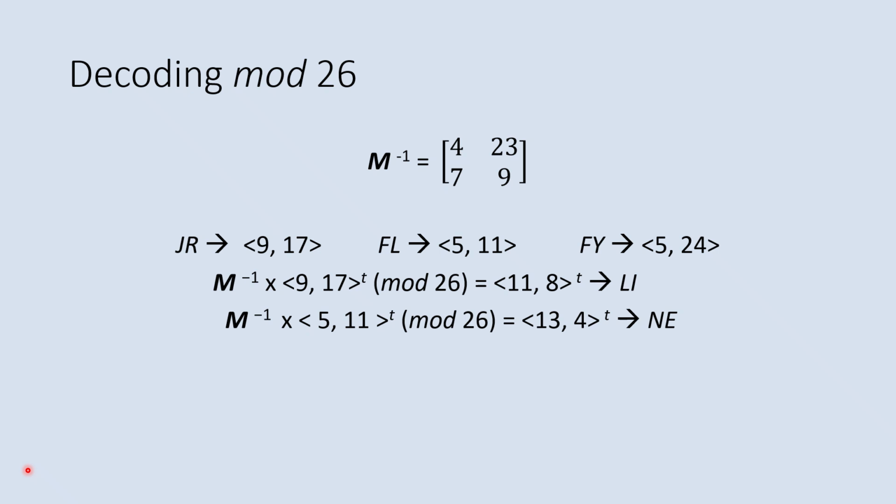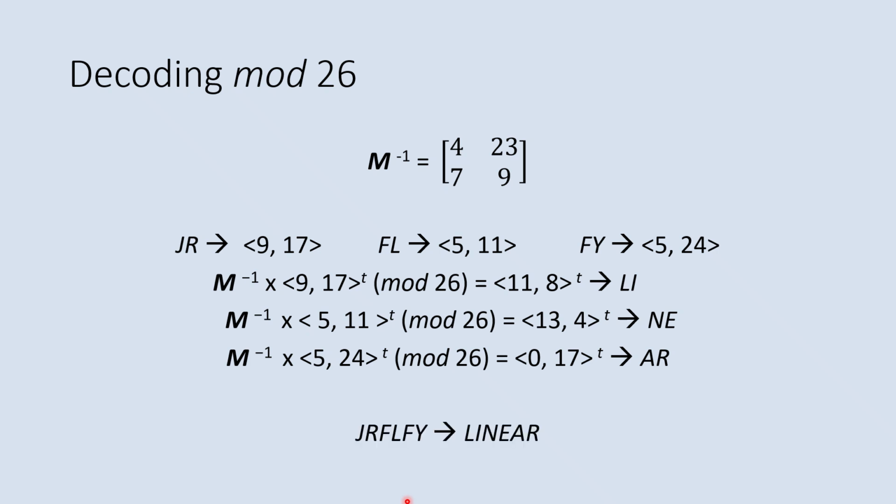Each of these calculations, you want to work this out and make sure that you believe this. We transform this back into NE, and here, multiplying by the inverse, transform this back into AR. And so JRFLFY becomes LINEAR when we decode using this corresponding inverse matrix in the mod 26 universe.